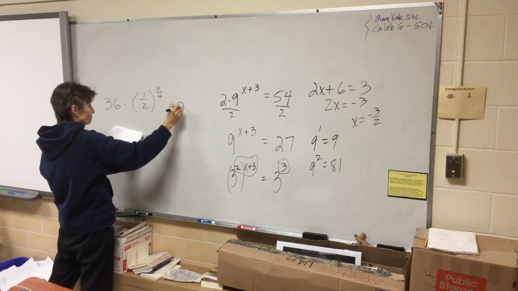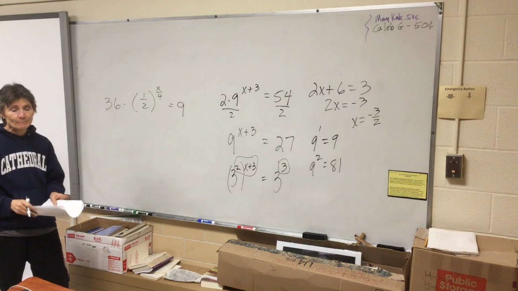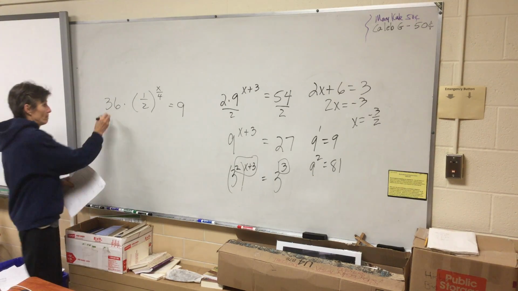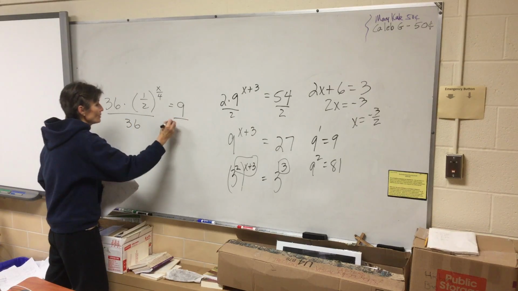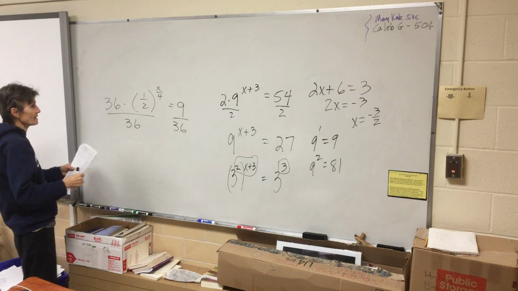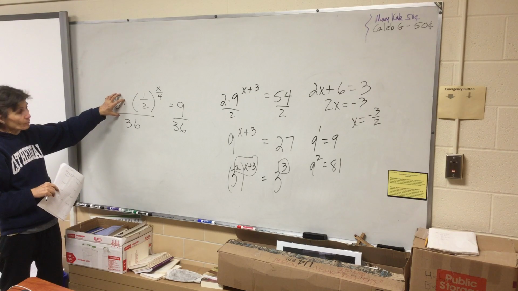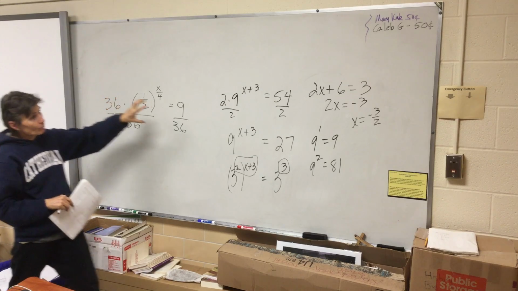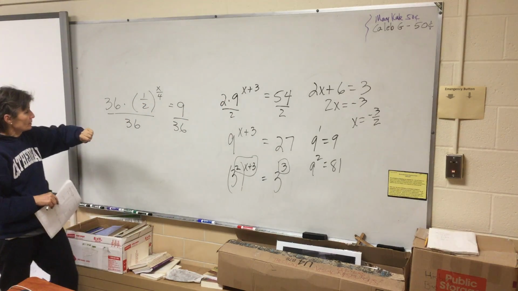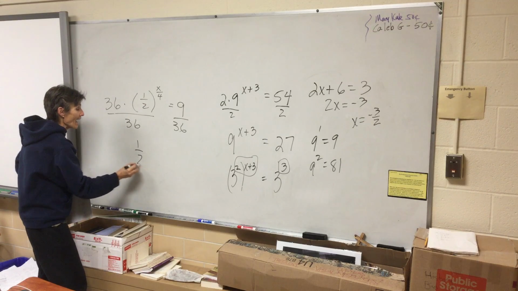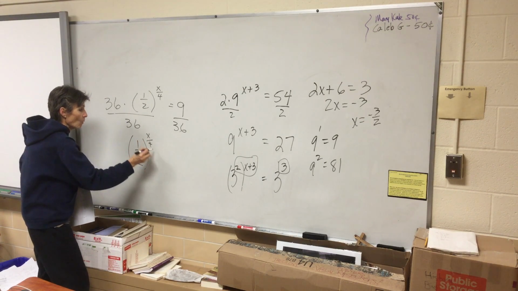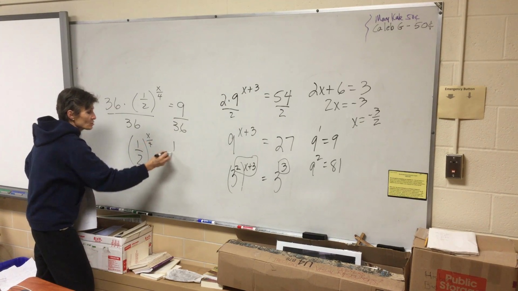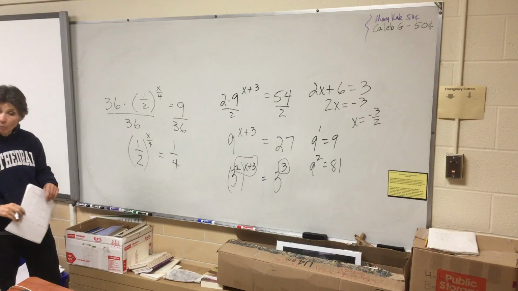Kaden, step 1. Divide by 9. No. Gotta divide by 36. That just looks weird. I don't know why. I know it looks weird, but we gotta divide by the 36. Just like over here, we divided by the 2. So we have 1/2 to the x over 4 equals 9 over 36, which reduces to 1/4.